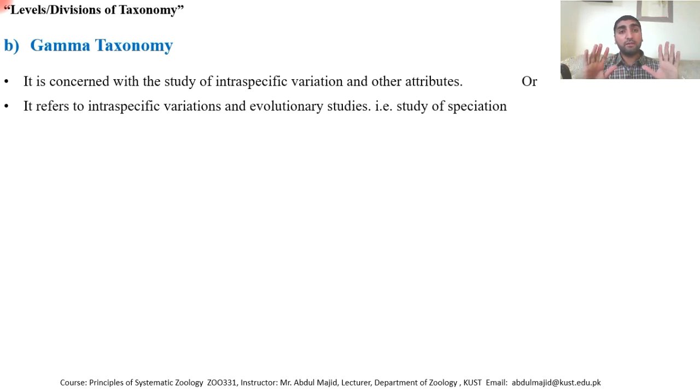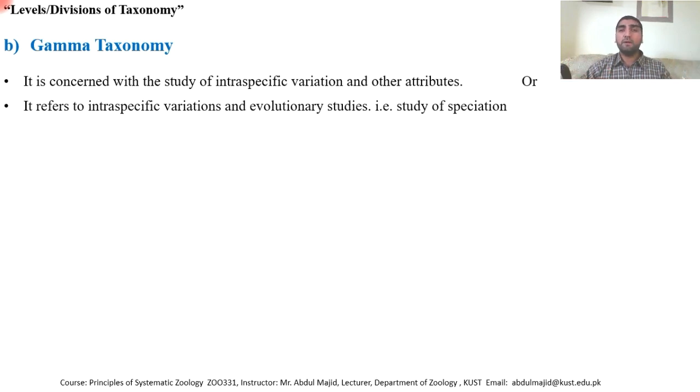Now, keep in mind, all the populations belong to the same species. Populations 1, 2, 3, 4, 5 belong to species A, but they are geographically isolated from each other. So with the passage of time, changes will accumulate in them, and when you study those variations inside that species and differentiate them into different subspecies, this is actually gamma taxonomy.